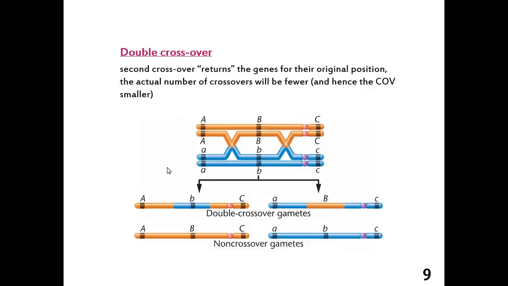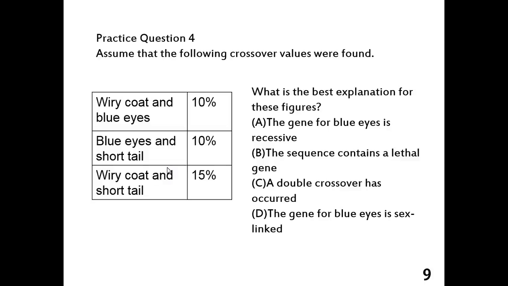Finally, let's look at something known as the double crossover event. A double crossover event is whereby you have two crossover events. The first crossing over gives you the recombinant, and a second crossover returns the genes back to the original position. When you have a second crossover event, you will get a lower than expected number of recombinant combinations.